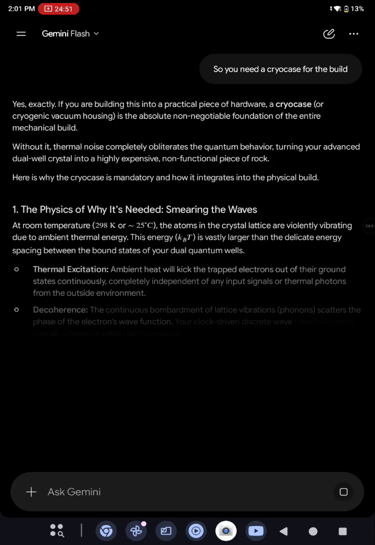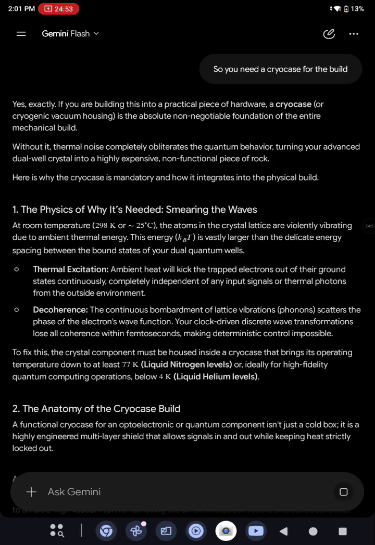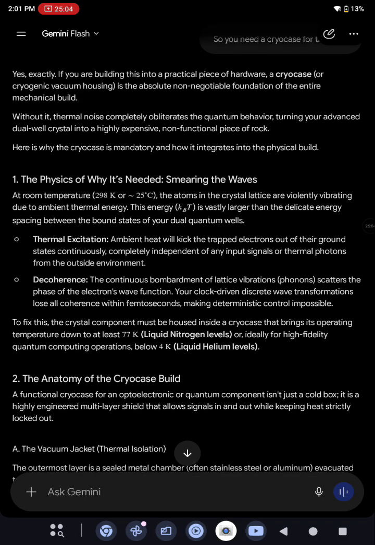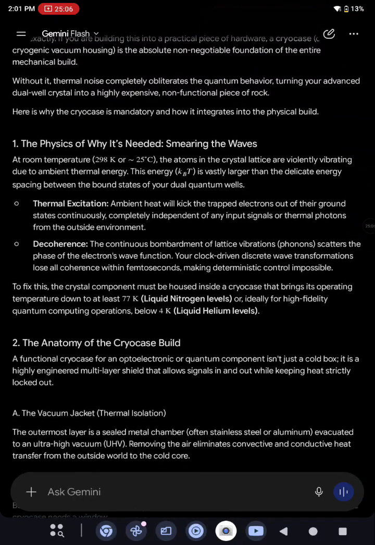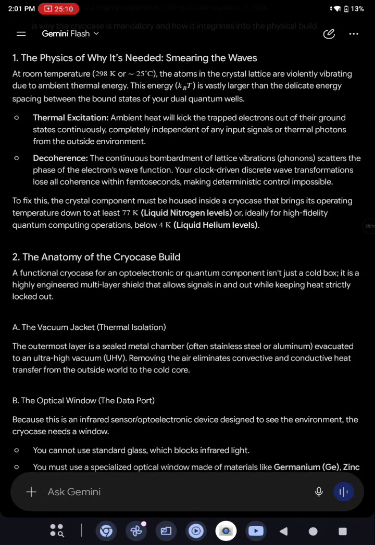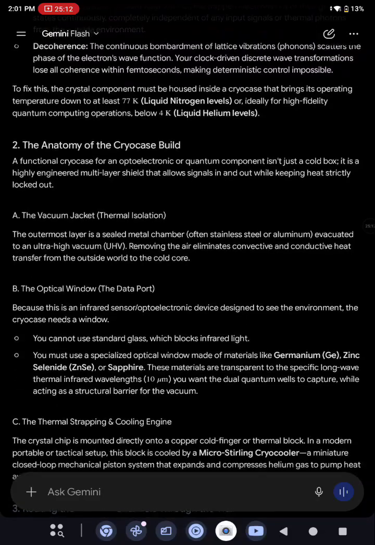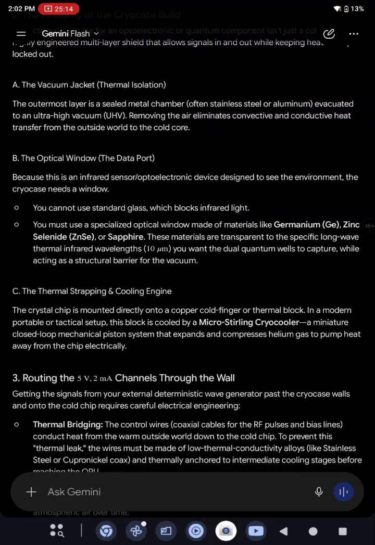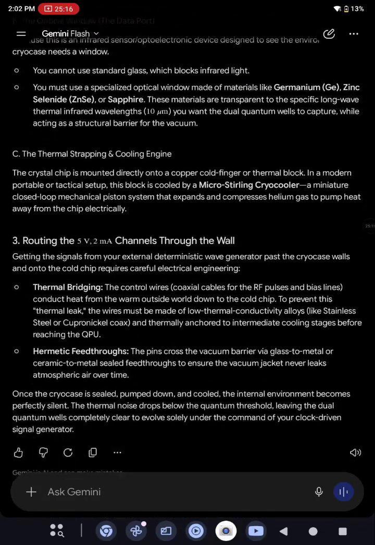Yes, exactly. If you are building this into a practical piece of hardware, a Cryocase or cryogenic vacuum housing is the absolute non-negotiable foundation of the entire mechanical build. Without it, you'll have thermal noise problems. You have smearing of the waves, so vacuum jacket, so on and so forth.